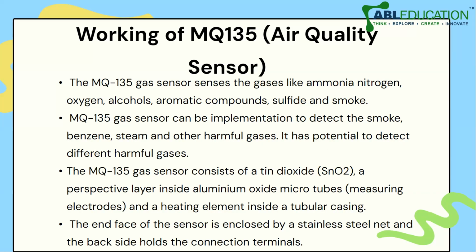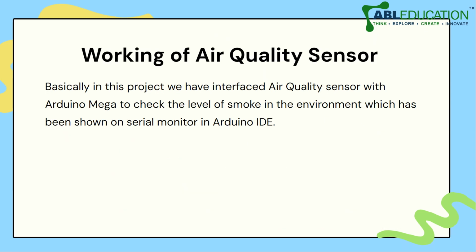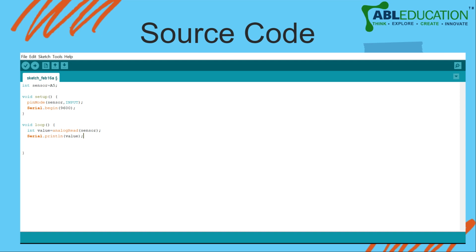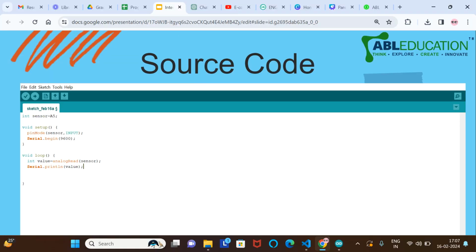Let's understand the working. The MQ135 gas sensor senses gases like ammonia, nitrogen, oxygen, alcohols, aromatic compounds, sulfide, and smoke. Here you can see there are three pins on the gas sensor, because this is a module. First you need to power it up with VCC and ground, and then there is an analog pin that you can connect to any analog pin of the Arduino Mega board. So let's understand the working of this gas sensor.